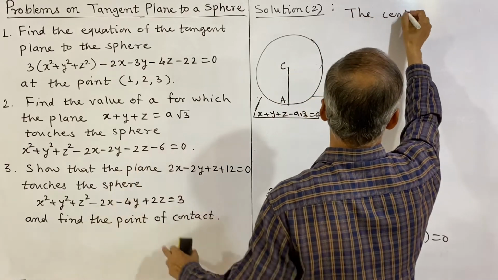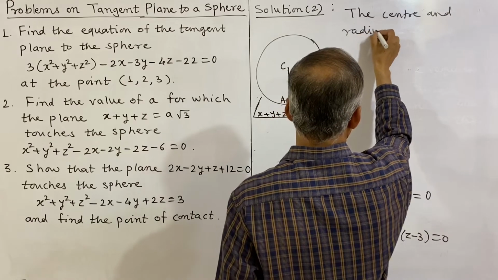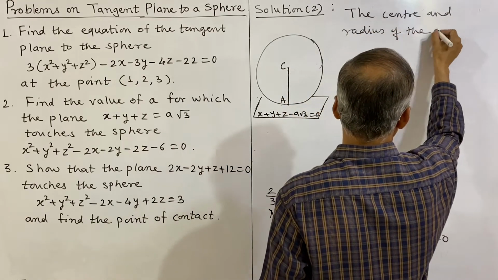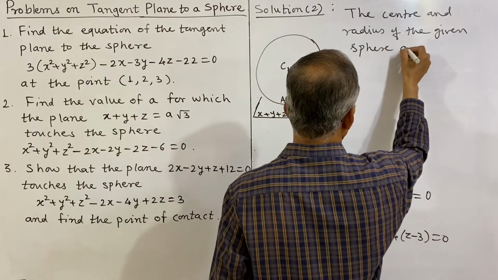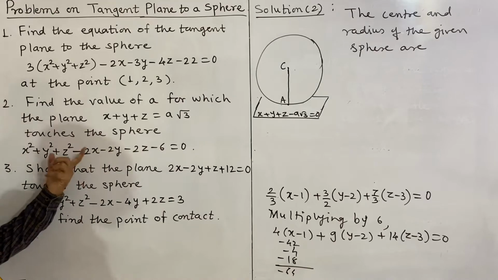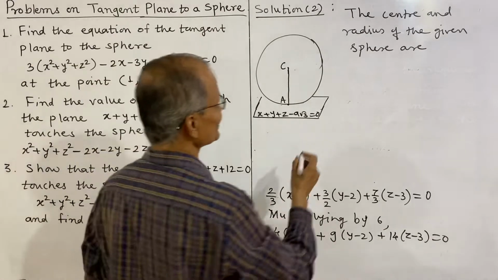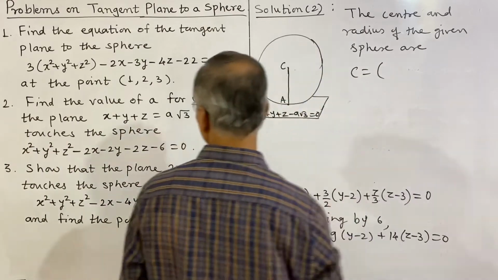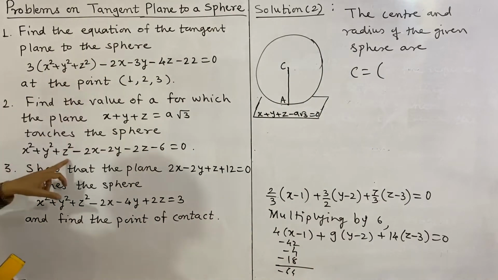So we shall write the center and radius of the given sphere. Now this equation is in general form, so we can write directly the center's coordinates and the radius. So the center we denote by C. C is equal to, how do we write the center's coordinates? Here we have divided by 3, but here the coefficients are 1.